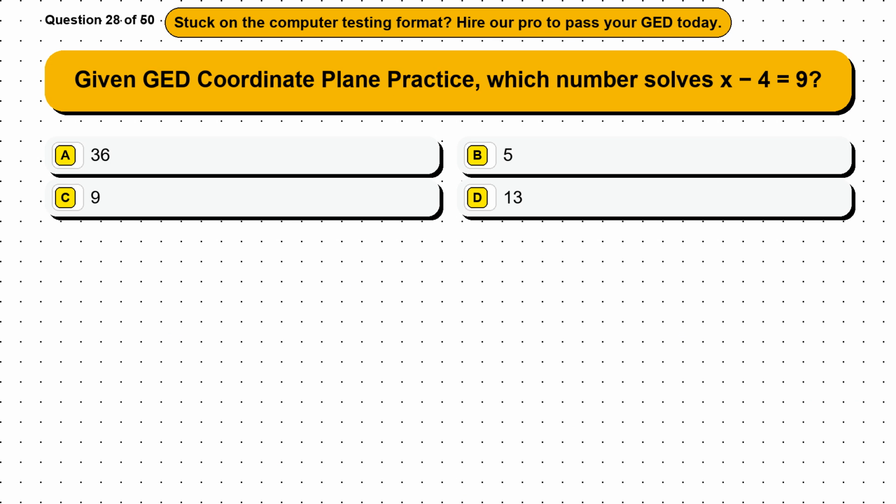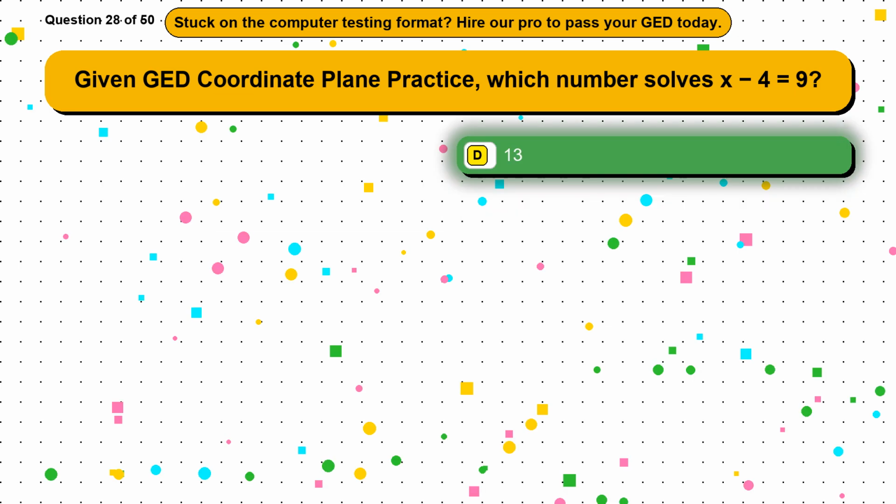Question 28. Given GED Coordinate Plane Practice, which number solves x - 4 equals 9? Option A 36. Option B 5. Option C 9. Option D 13. The correct answer is option D.